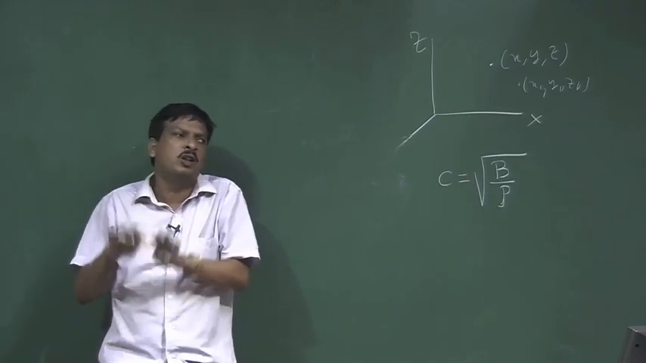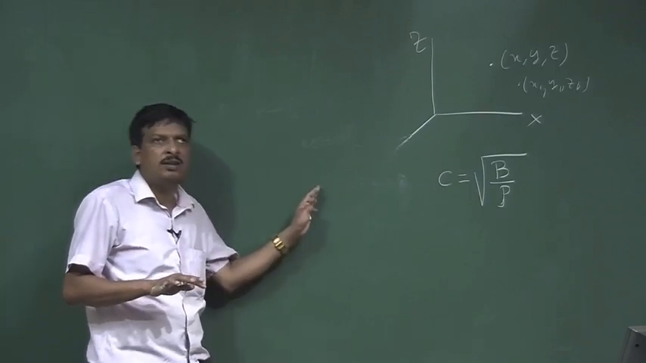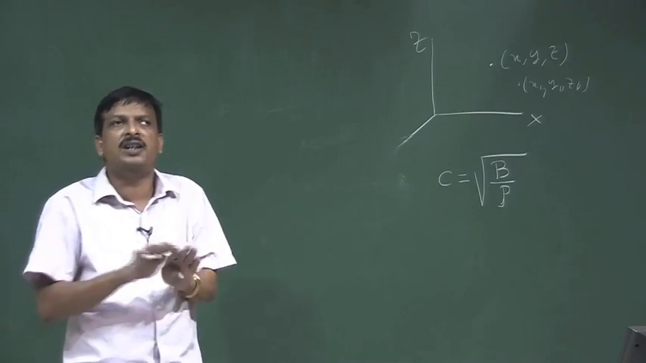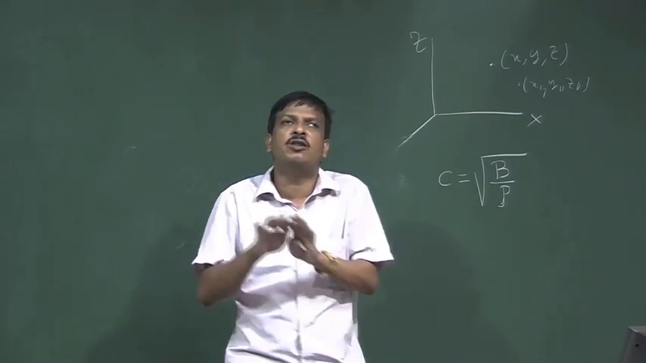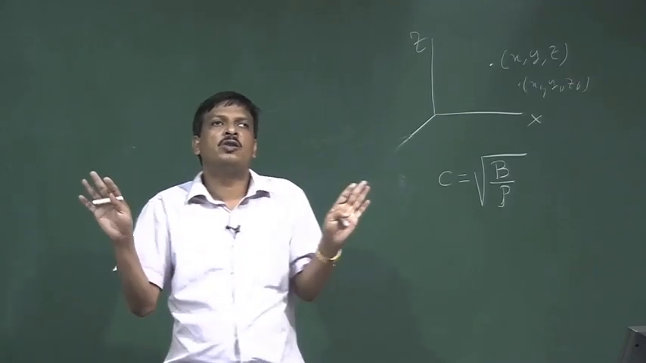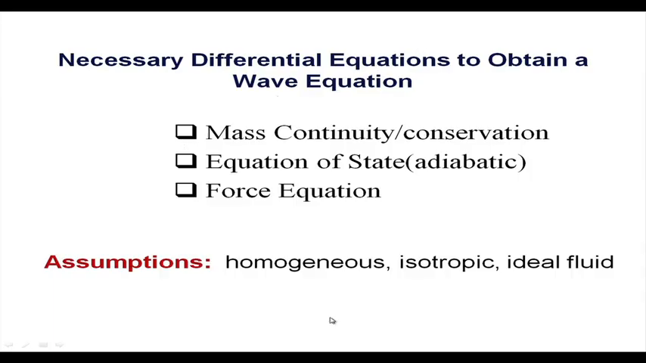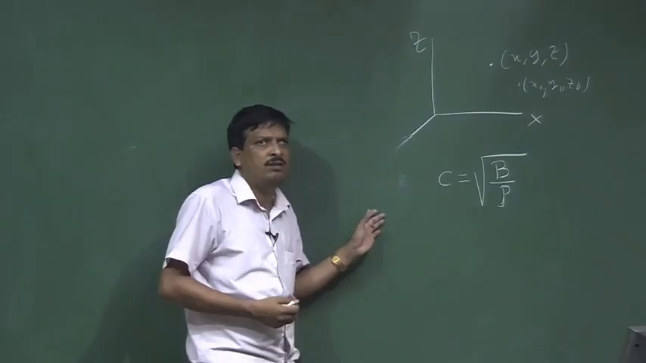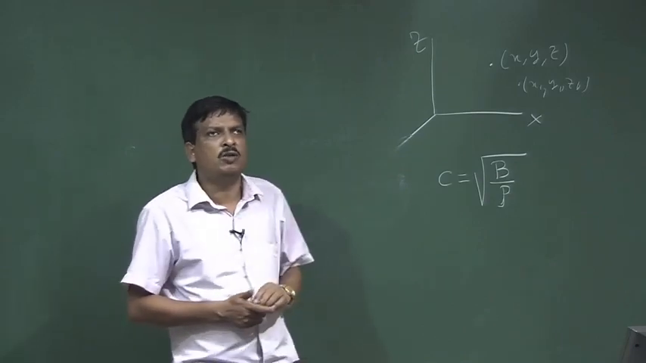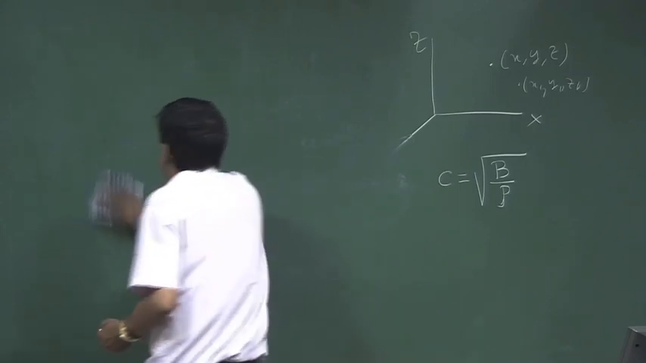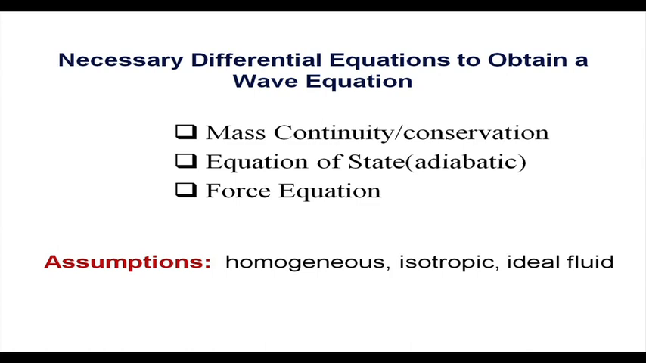So, for a linear wave equation, we consider the medium is homogeneous, the process of sound transmission is adiabatic, there is no heat loss, and the fluid is ideal, that means there is no friction, no viscosity. Then we employ three simple principles. One is continuity of mass or conservation of mass, another is the equation of state, and another is the force equation. Those three equations will be employed during the derivation of the pressure wave equation. Our ultimate goal is to find out the pressure wave equation, the mathematical equation of how the pressure wave travels in the medium. Okay. Now, we go one by one.